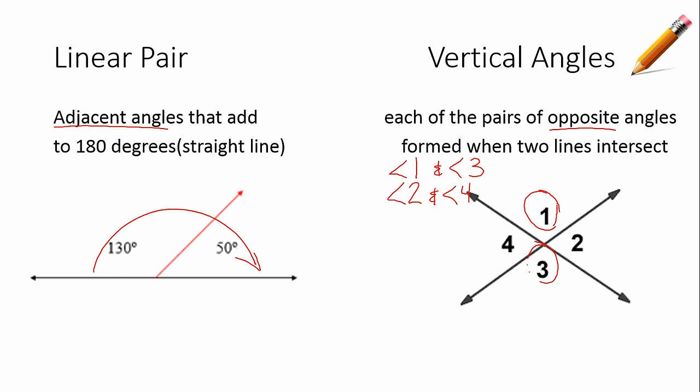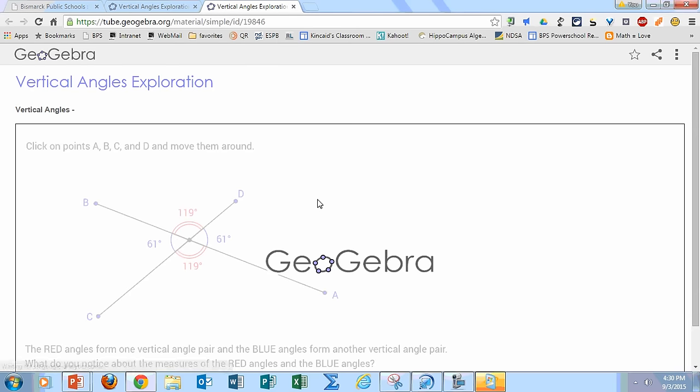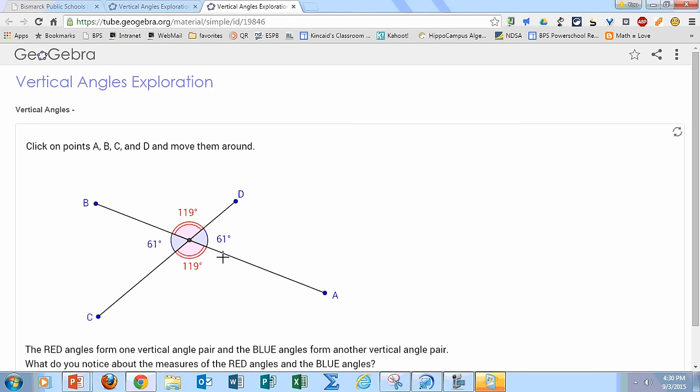So what's so special about vertical angles? Why do we want to point them out? Why do we want to know where they're at? Because they do something very special here. I want to take a minute, and I'm going to escape out of this just a second, and show you what happens with vertical angles on this site. So here's a little drawing of vertical angles, and you can see the 119 right here. His vertical angle happens to be 119 right now. And so does the 61. His partner vertical angle over here is 61.